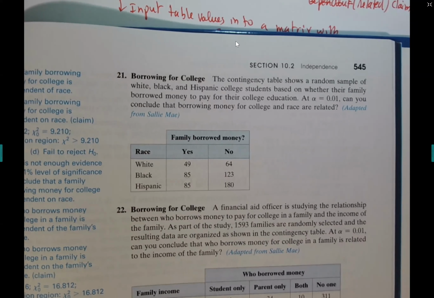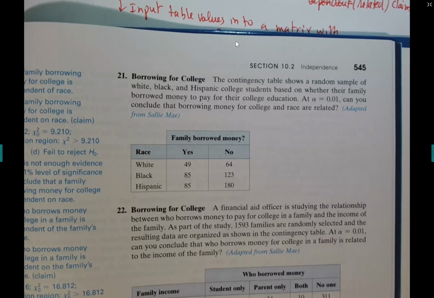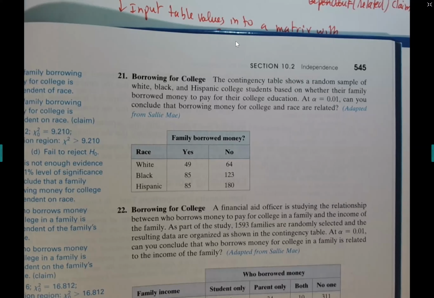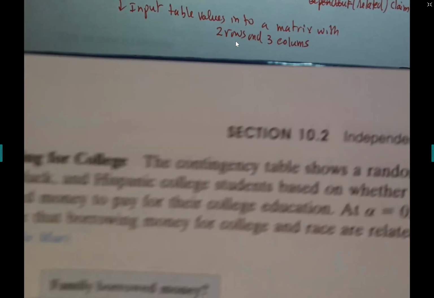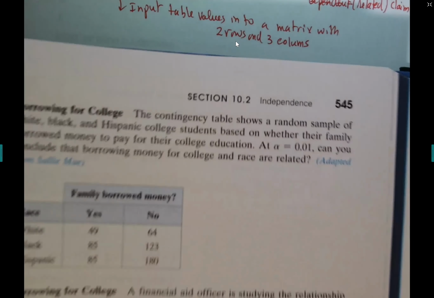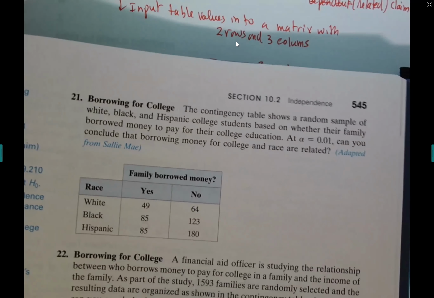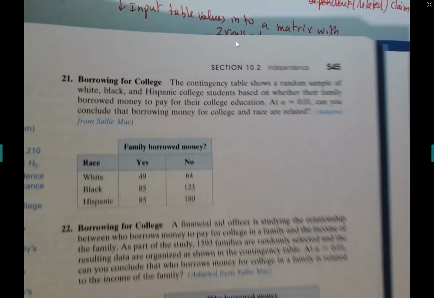The contingency table shows a random sample of white, Black, and Hispanic college students based on whether their family borrowed money to pay for their college education. At alpha equals 1%, can you conclude that borrowing money for college and race are related? So these are the two variables. The first variable is whether you borrow money or not, and the second variable is your race. We're going to check if they are related.